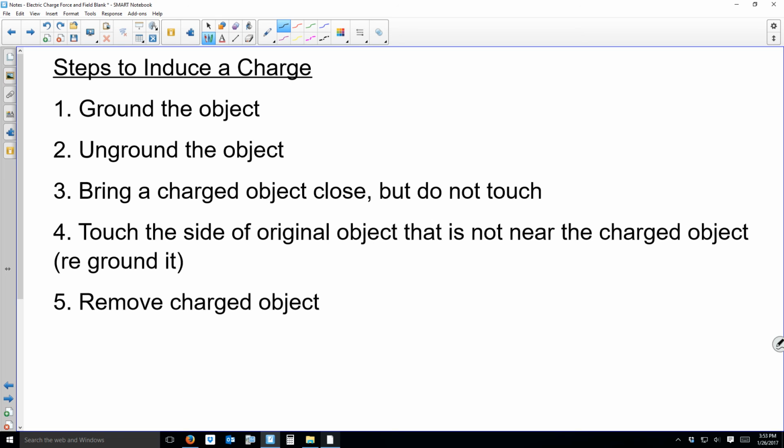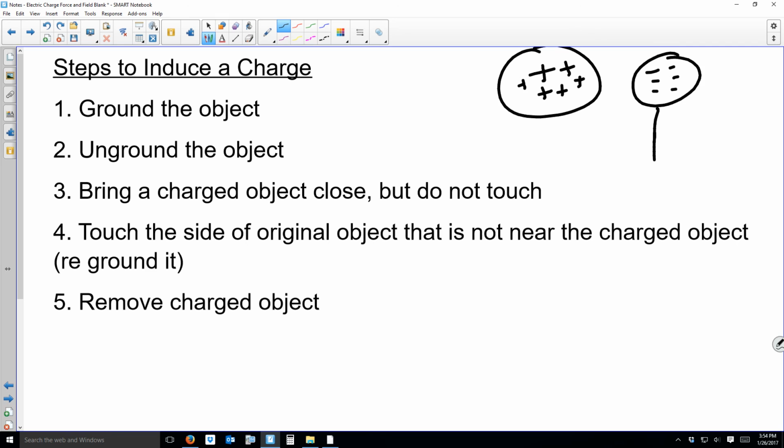So then we're going to bring a charged object very close to, but not touching, just like we did when we got that charge separation. So if I'm going to draw that out, let's say I had a neutral electroscope, but I'll bring in a very positively charged object. So on the electroscope now, I've got a very negative region up top, and down below is very positive. So that's what happens after number 3.